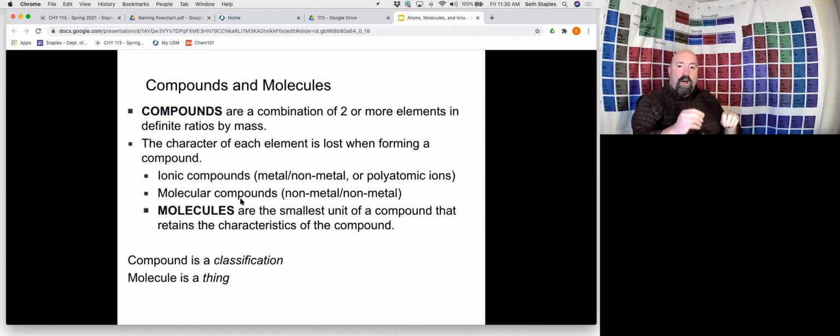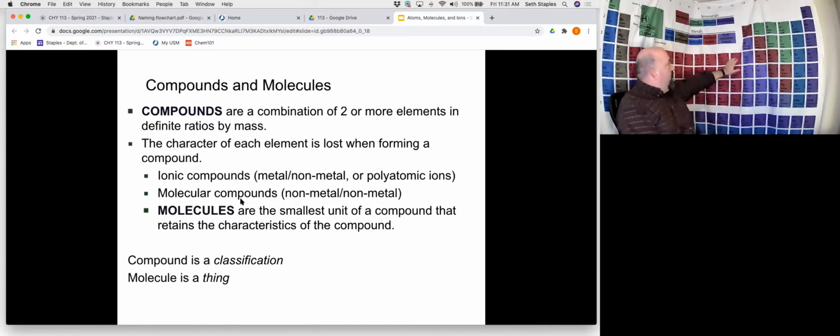We also have what we call molecular or sometimes covalent compounds, which are made up of a non-metal and a non-metal. And so nitrogen and oxygen, for instance, coming together would be a molecular or a covalent compound, versus copper and oxygen coming together. Now that's an ionic compound because it's a metal and a non-metal.